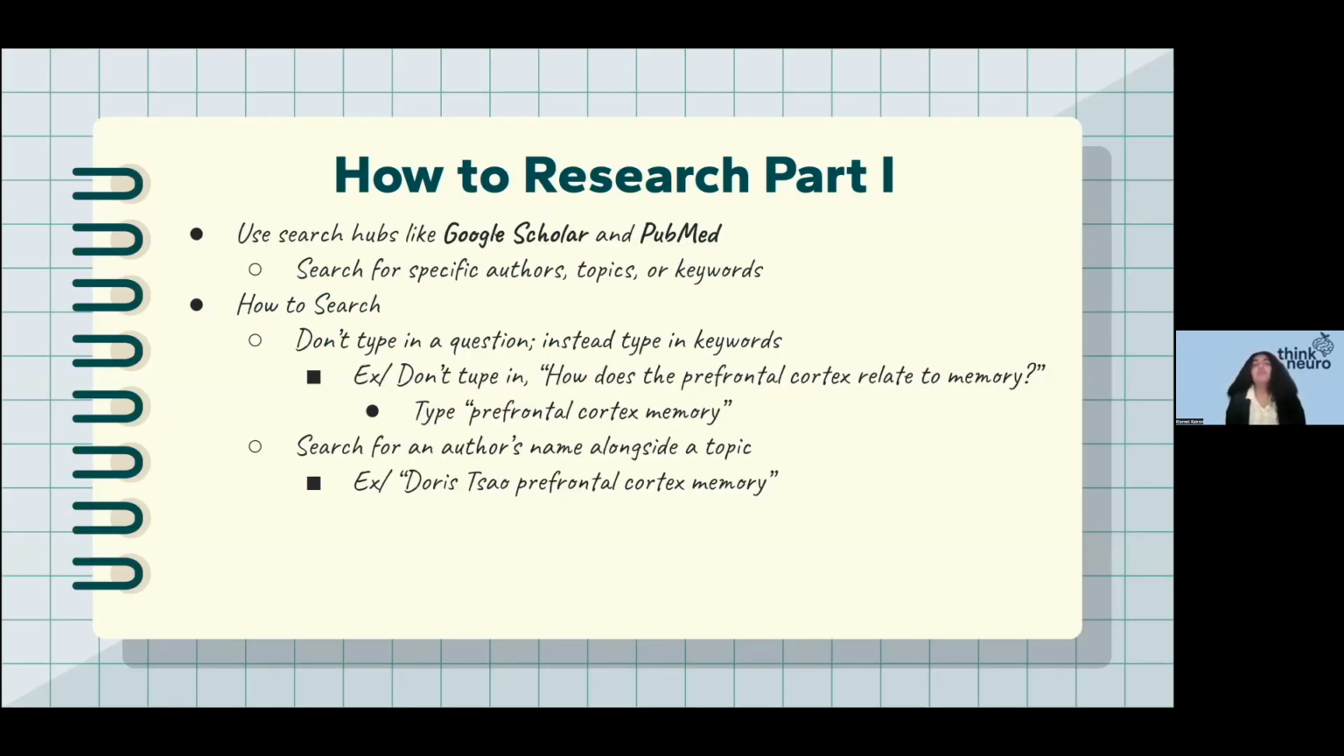And then how to research. So you would want to use search hubs like Google Scholar and PubMed. You want to search for specific author, topics, or keywords.